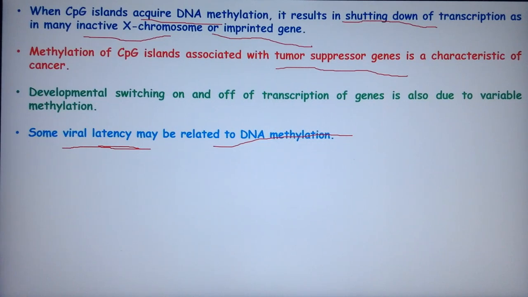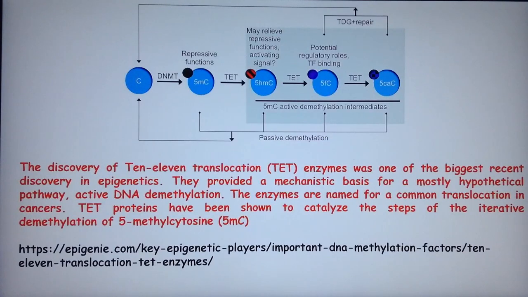Now here we see there are two groups of enzymes. One is DNMT, the other is ten-eleven translocase. This is TET. So we have TET1, TET2 and TET3. These two act antagonistically to each other. So as you can see, DNMT brings about the methylation, but TET brings about demethylation. The discovery of the ten-eleven translocation enzymes was one of the biggest recent discoveries in epigenetics.